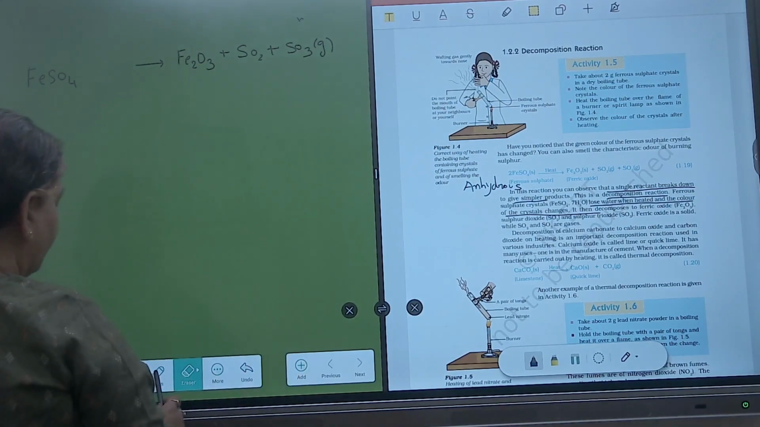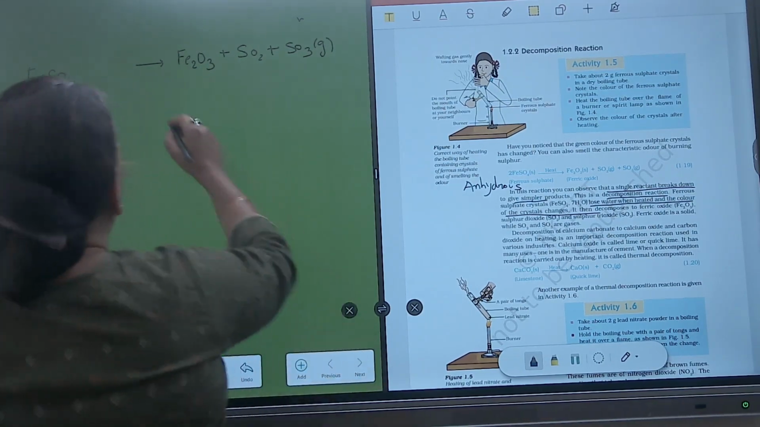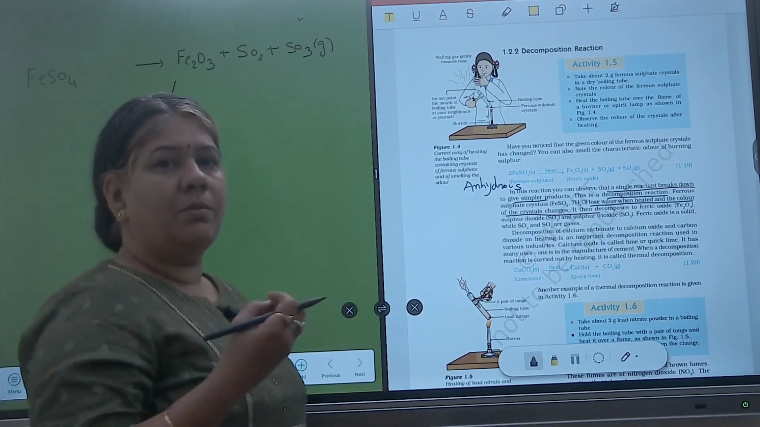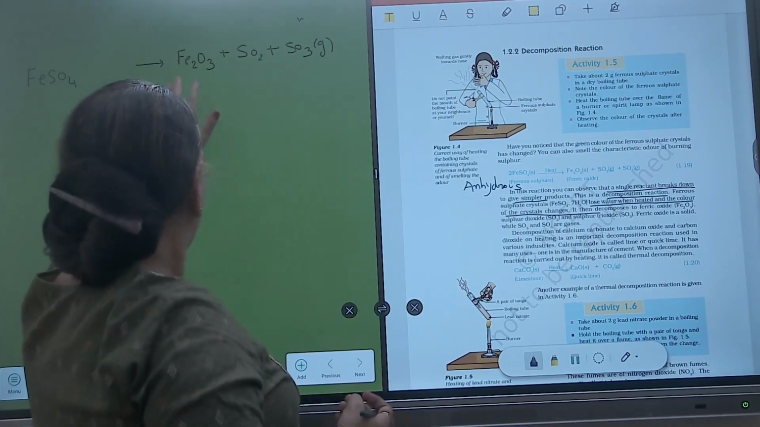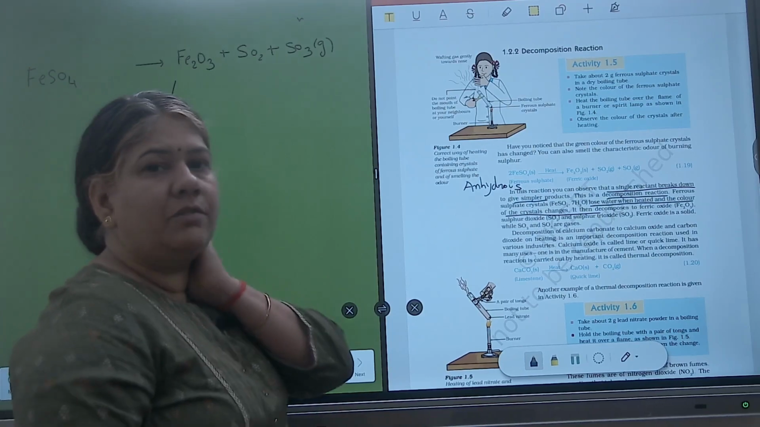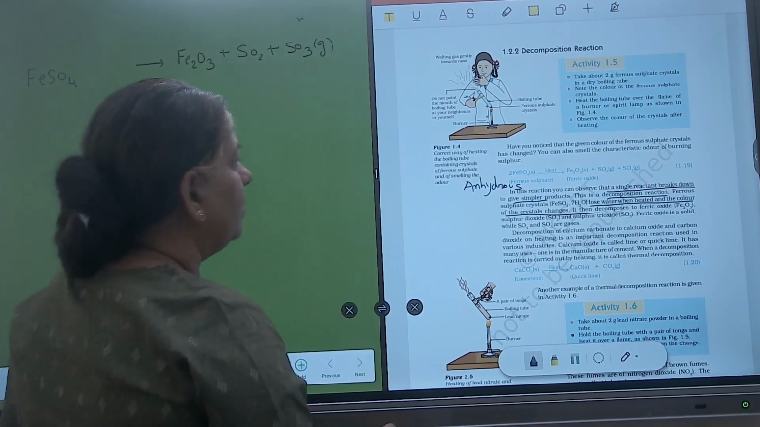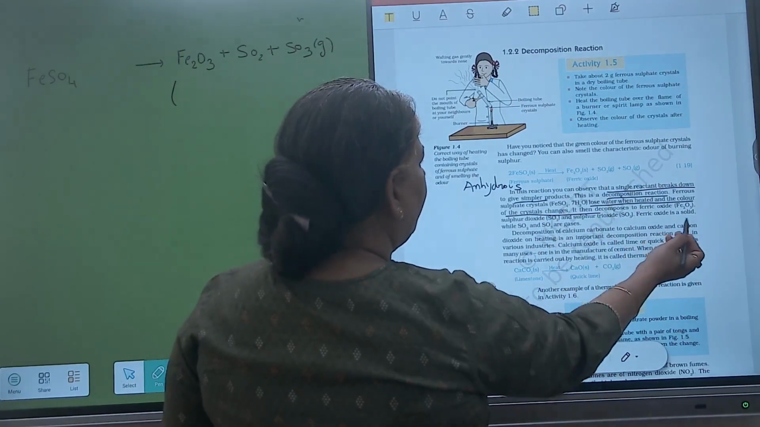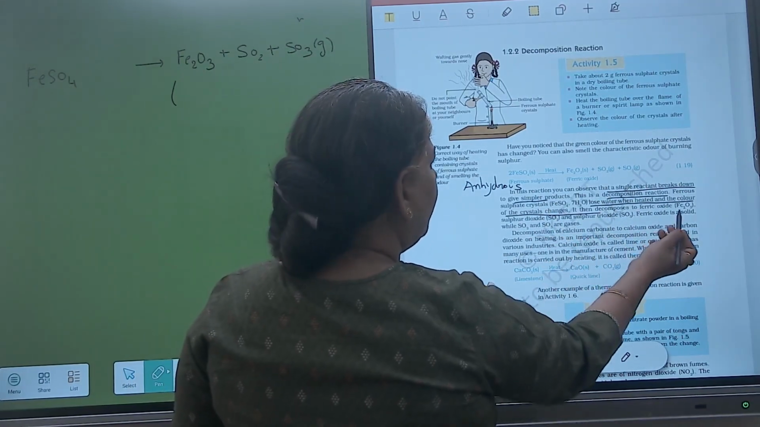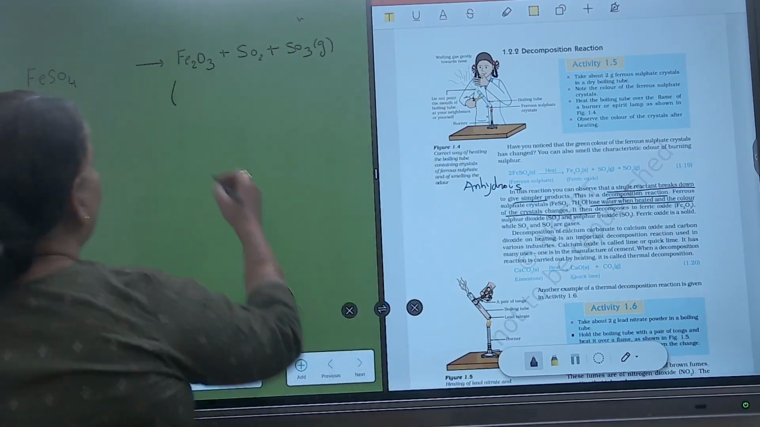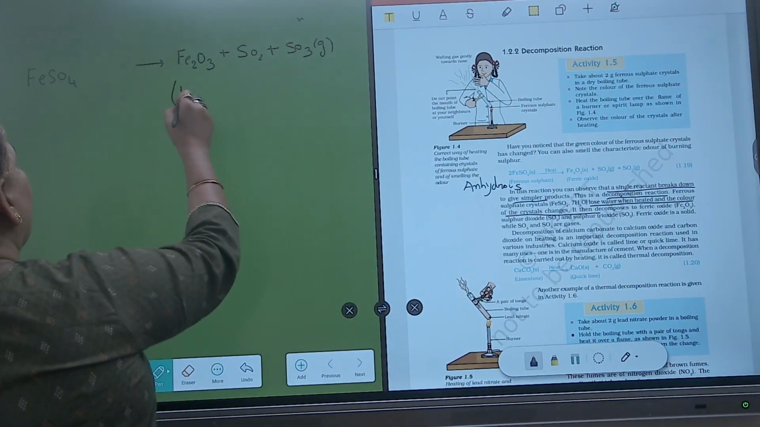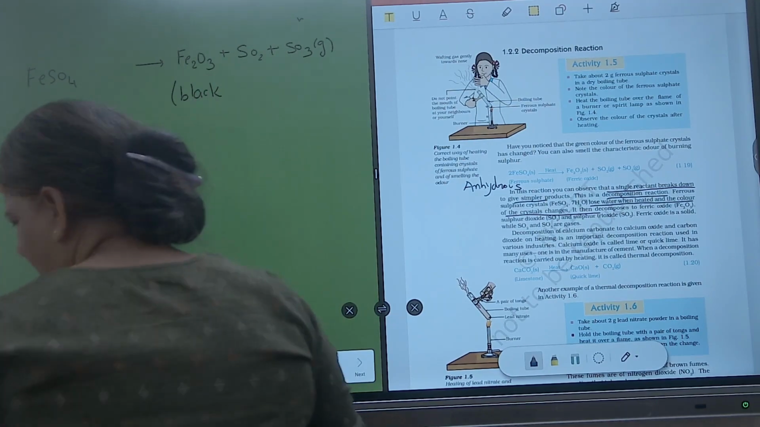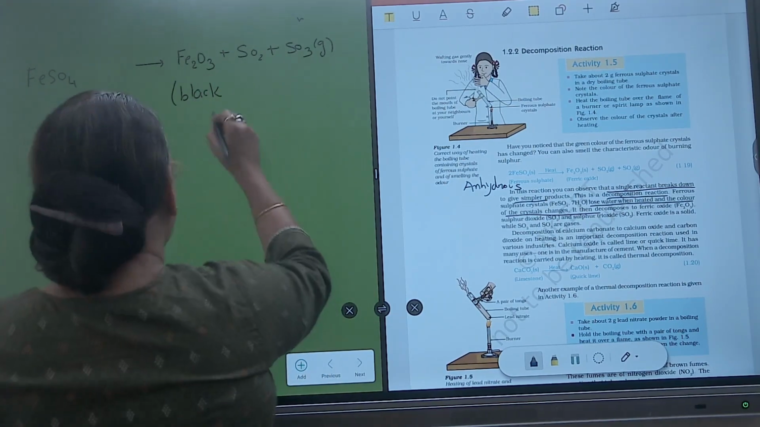This ferric oxide is nothing but rust. Its color is rust, that is black to dark brown. The ferric salt color change is not given here, but it is black or reddish brown.